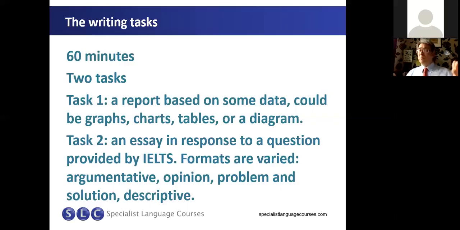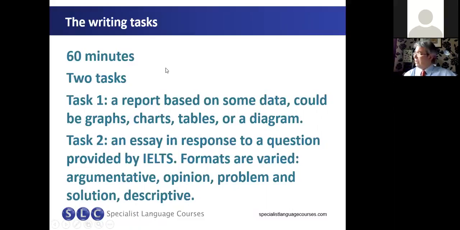Or we might get problem and solution essays. You're presented with a problem and you're asked to perhaps describe the history of it or to describe the problem and to give a solution. Or you might be asked for a descriptive essay where you're asked to describe a particular situation or a topic which the IELTS examiners have set for you.